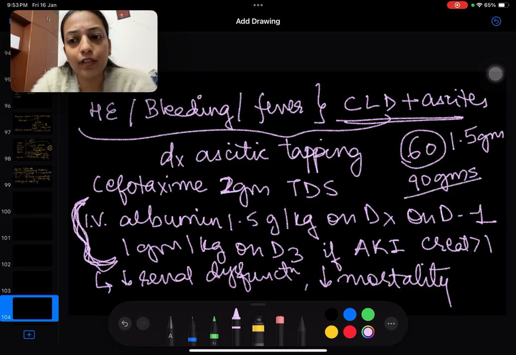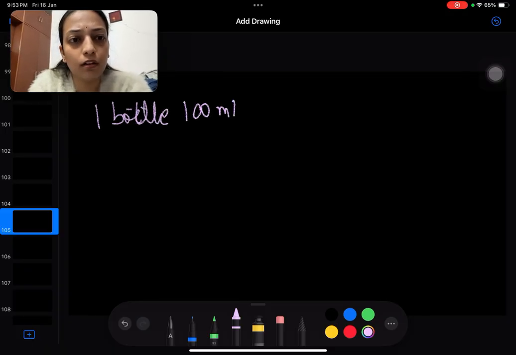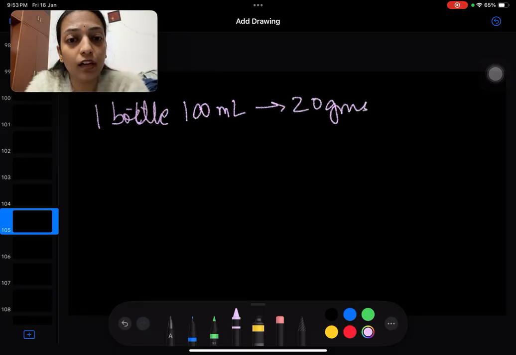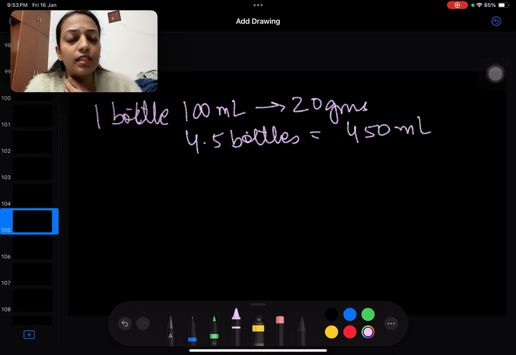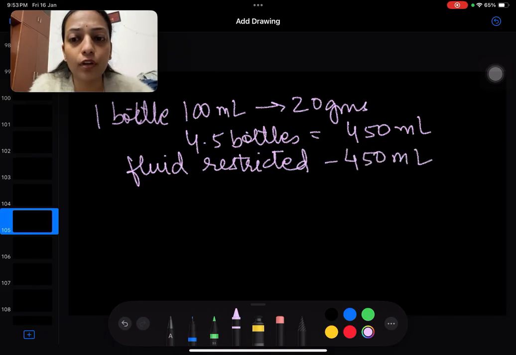And 90 grams means, one bottle is 100 ml, which is 20 grams. You want 90 grams, which means you will have to take 4.5 bottles, which is equal to 450 ml. Already in liver disease and in ascites, we are taking the patient on fluid restriction. And in a fluid restricted patient, if you give 450 ml of fluid, he'll definitely land up in volume overload.